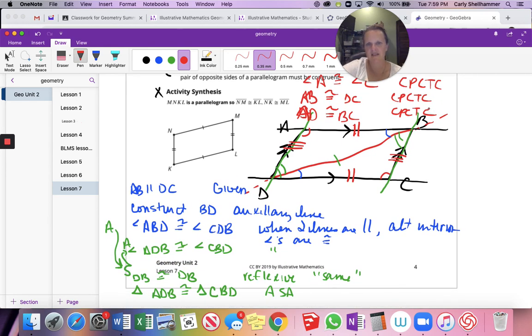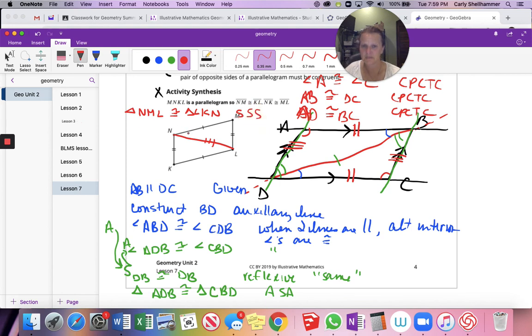Activity synthesis. Again, I've got opposite sides are congruent, opposite sides are congruent. I'm going to mark this and make it congruent. Therefore, I can say triangle NML is congruent to triangle LKN because of side, side, side.